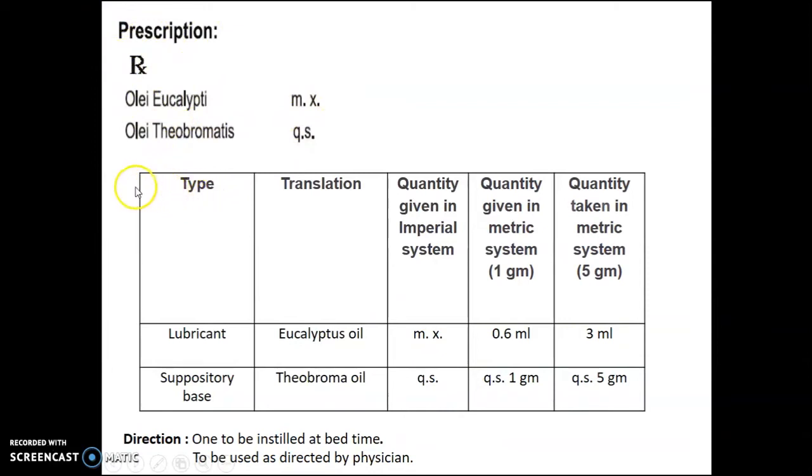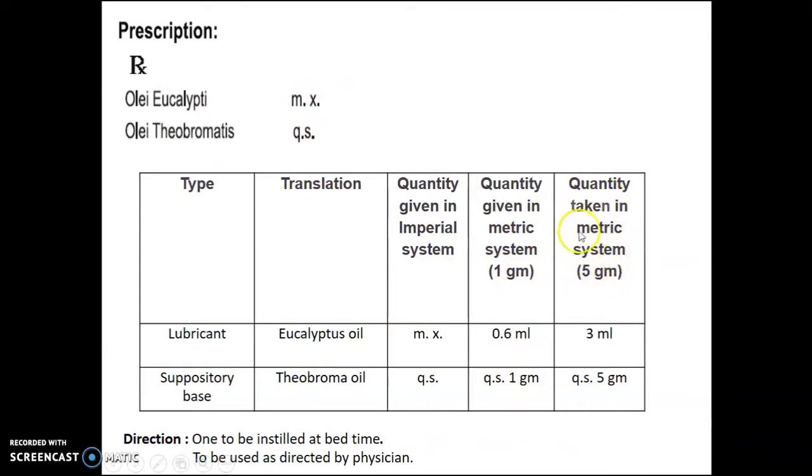Let's discuss in detail the formulation table. Type means the category, use or role of the ingredient. Translation means the name of the ingredient. We have the quantity given in the imperial system, that is, the formula is given in Latin terminology. Then the quantity given in the metric system for preparing 1 gram, and the quantity taken in the metric system for preparing 5 gram.